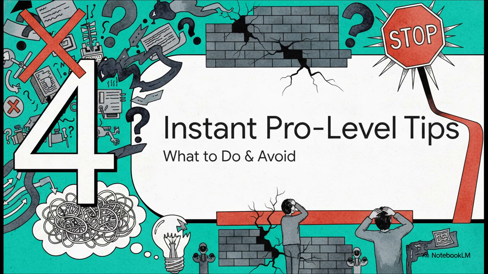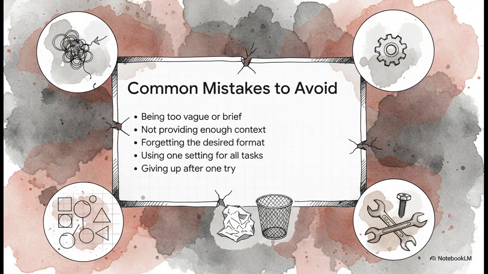All right, let's wrap this all up with some rapid-fire, pro-level tips that will immediately improve your results. And we'll start with what not to do. These are the 5 biggest traps I see beginners fall into. Being too vague is number 1 for sure. Not giving the AI enough context is a close second.